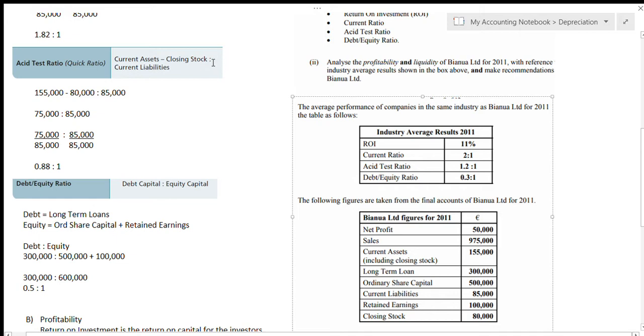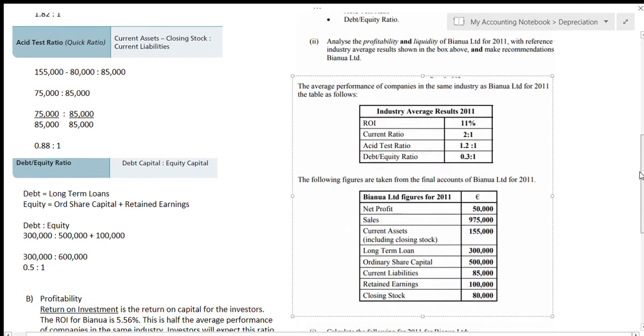So it's the ratio, the two dots figure here. Because they want the first one shown as a ratio of the second one, you divide by the second one: 85,000 divided by 85,000, and for the first one, 75,000 divided by 85,000. Your answer here is 0.88 to 1. All I've done is take the figures they've given, current assets, closing stock, and current liabilities, fill in the formula, and divide by the right side. 0.88 to 1.